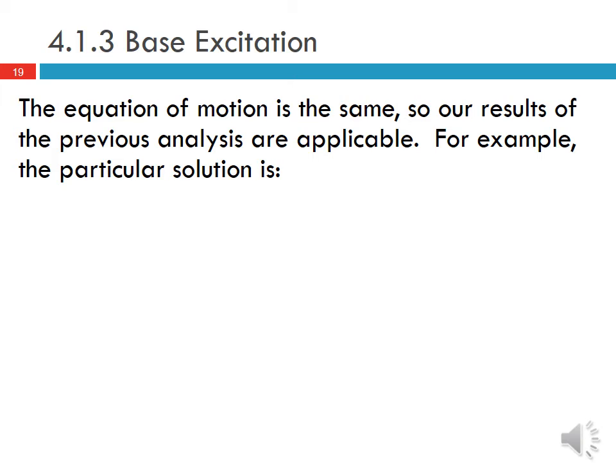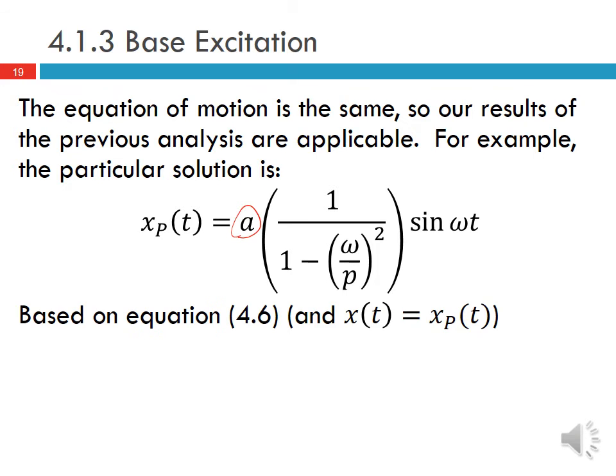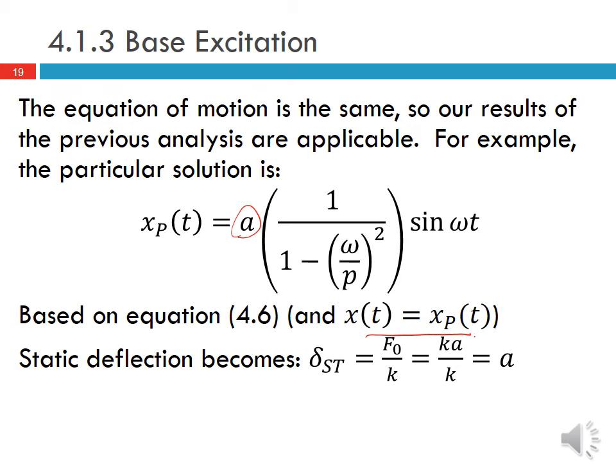So the equation of motion is the same, and the results of the previous analysis are also applicable. The particular solution in this case is F naught over k times the dynamic magnification factor, and F naught over k in this case is just a. This is based on our previous work to get to equation 4.6, noting that x of t is equal to x p of t when we're looking at the steady state response. The static deflection, F naught over k, is equal to k a over k, which is just a. That's why we have that term there.